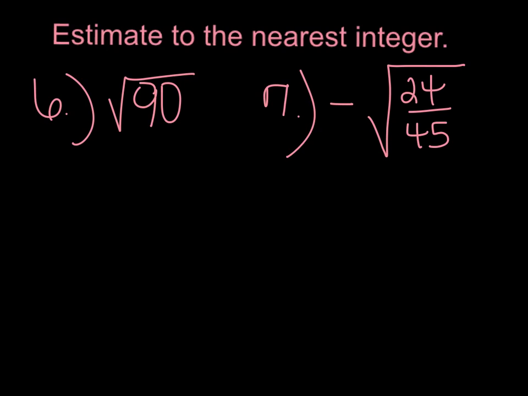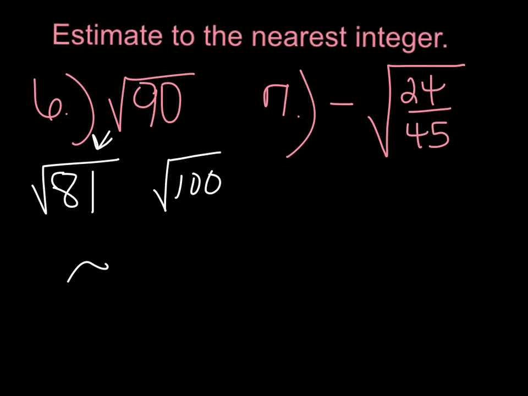Number 6 is the square root of 90. 9 times 9 is 81. 10 times 10 is 100. It's slightly closer, just by 1, to 81. So it's about 9.